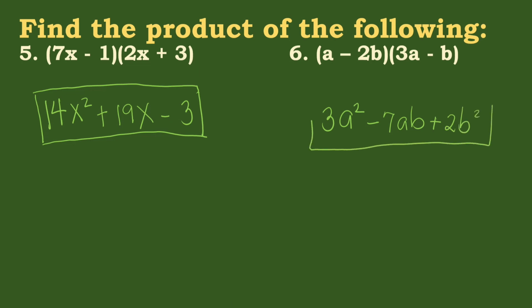Okay? Again, don't worry if you cannot combine right away the outer and the inner. It's okay. We can actually write it down on the side. Let's say, for example, the outer would be negative ab, and then the inner is negative 6ab. Alright, so that would give us negative 7ab.